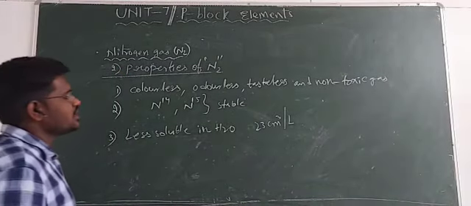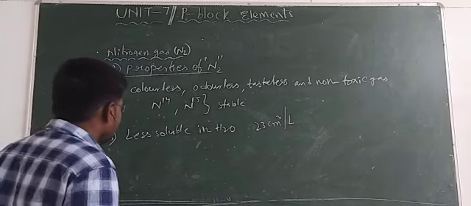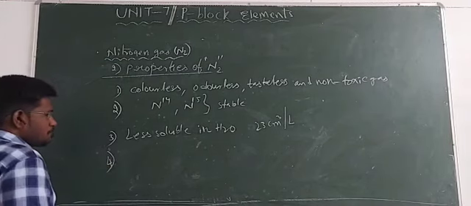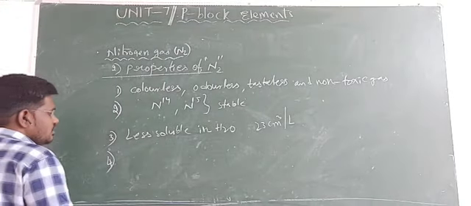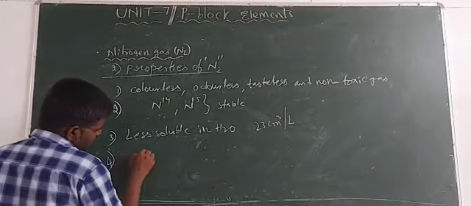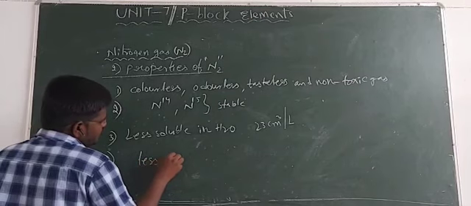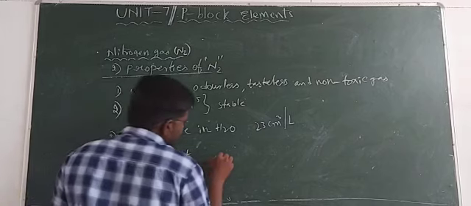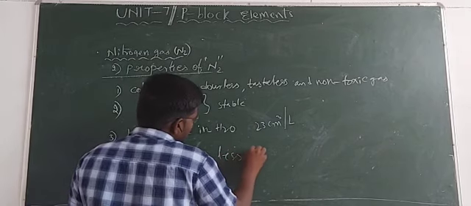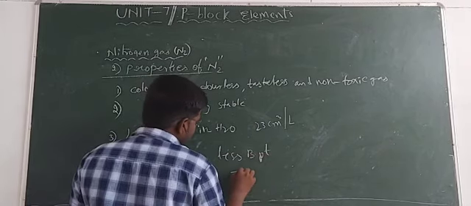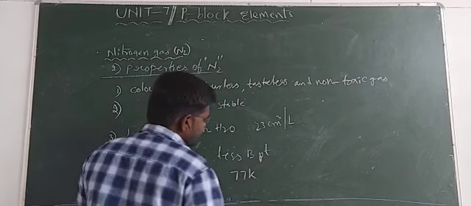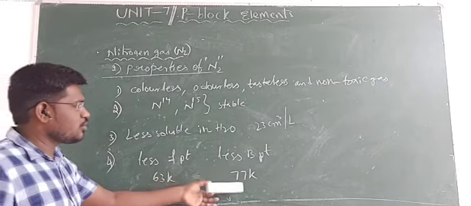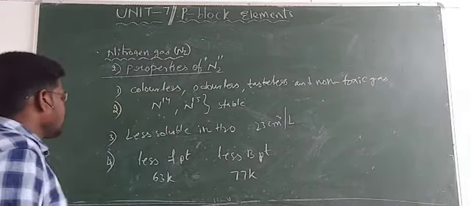So that is a very less solubility capacity of the nitrogen. And the next one, fourth one, nitrogen has very less freezing point, that is 63 kelvins, and less boiling point, that is 77 kelvins.